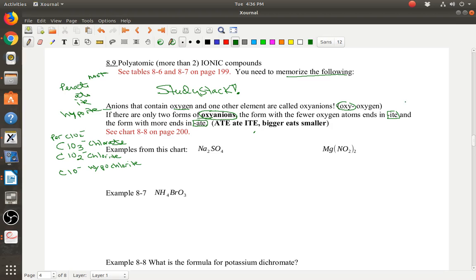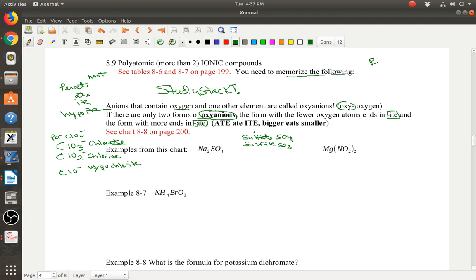Per-"ate," "ate," "ite," hypo-"ite." So there's one called bromate that you have to know, and we're going to get to that one in just a minute. This is sulfate. And you have to know sulfate and sulfite. Sulfate is SO4 and sulfite is SO3. It's "ate" and "ite." If there's only 2 of them, the larger one, the one with more oxygens, is "ate," and the smaller one is "ite."